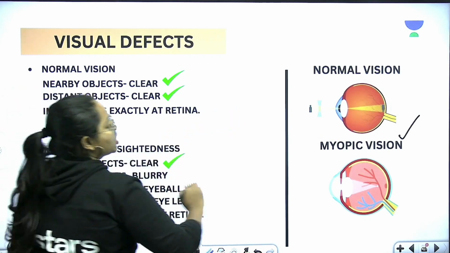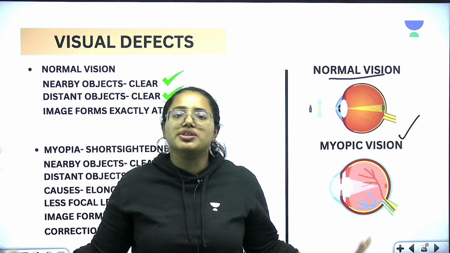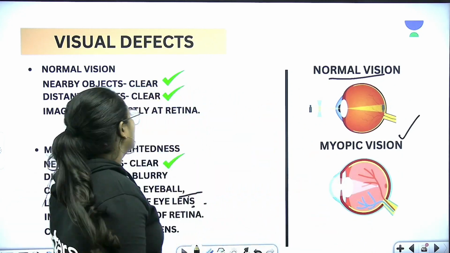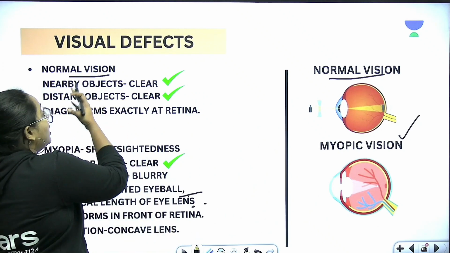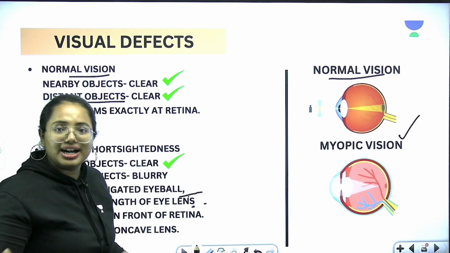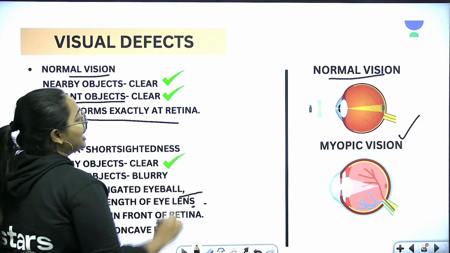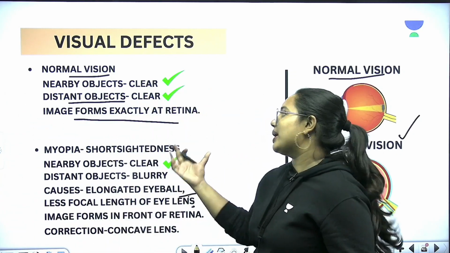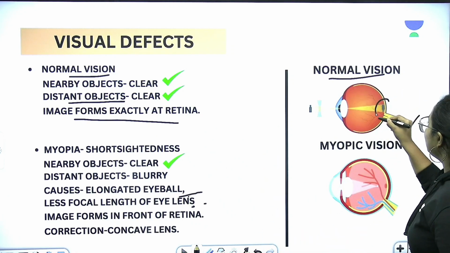So normal vision. Normal vision means a person has no issues. He is perfectly fine with his vision. If the person has a normal vision, the nearby objects are very clear to him and the distant objects are also clear to him. There is no vision problem, right? So the image forms exactly at retina, because he has no eye problem. Therefore, image forms exactly at retina. So this is where the image is formed.